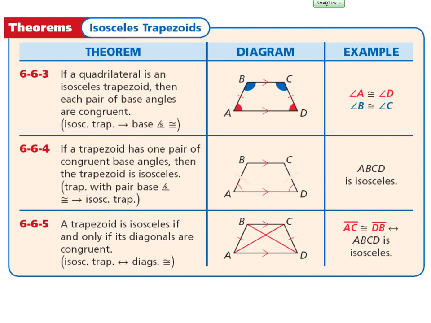And the last one, 665, is about the diagonals. A trapezoid is isosceles if and only if its diagonals are congruent. Notice the biconditional terminology, so it can go both ways. If it is isosceles, the diagonals are congruent. If the trapezoid has congruent diagonals, then it's isosceles.